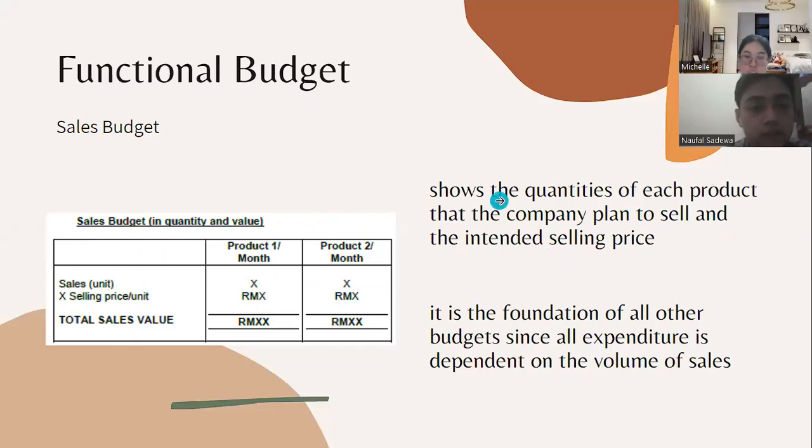Okay, next we will talk about the functional budget. First of all, we talk about the sales budget. It shows the quantities of each product that the company plans to sell and the intended selling price. It is the foundation of all other budgets, since our expenditure is dependent on the volume of sales. Sales units are predicted based on past sales levels and trends, general economic trends, political and legal events, expected actions of competitors, and market research studies. And this is the picture of how the table looks.